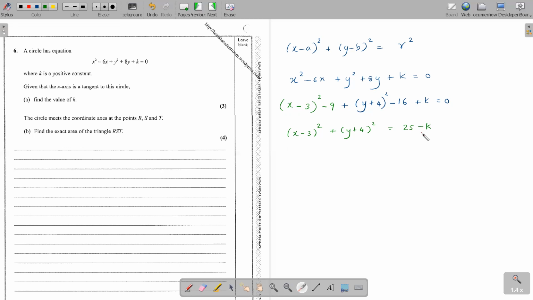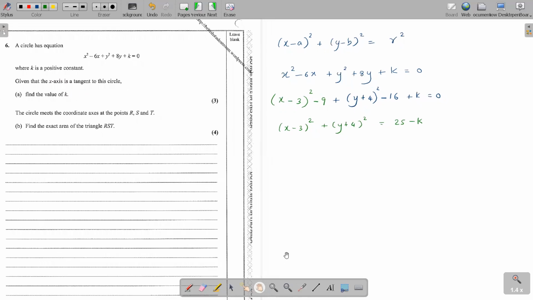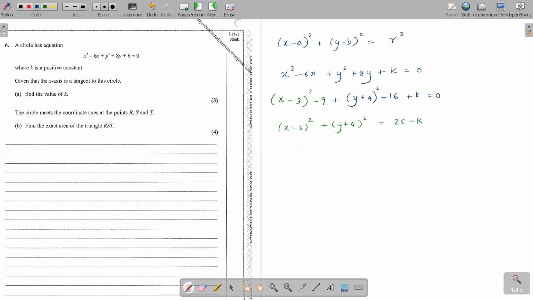So now they give us a clue here. They're asking us to find the value of k, and they've told us that the x-axis is a tangent to the circle. So let me try to draw this and show. So the circle center is at the point. Now when you see x equals 3, y equals minus 4, we know the circle center. The center of the circle is at 3 comma minus 4, isn't it? Radius: r squared is 25 minus k. Center is 3 comma minus 4.